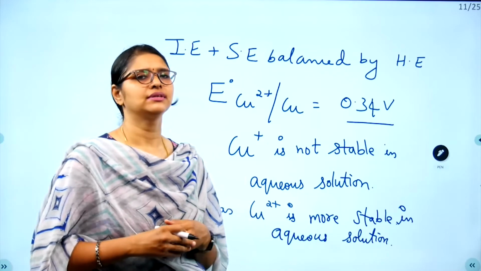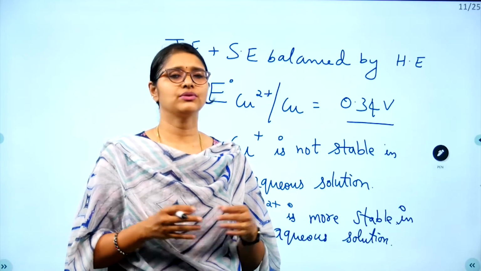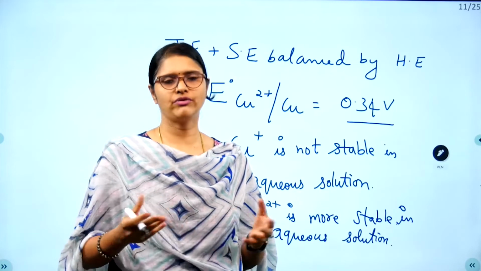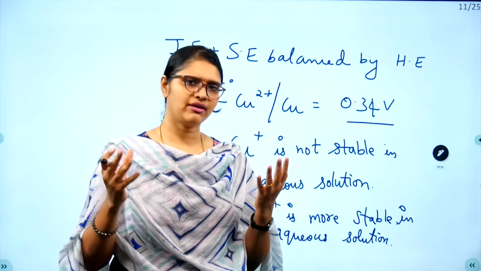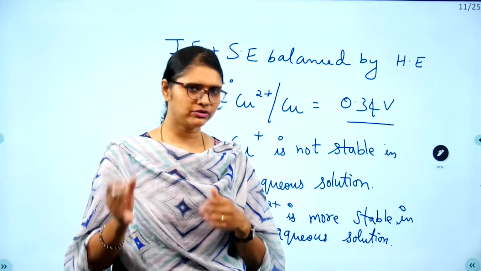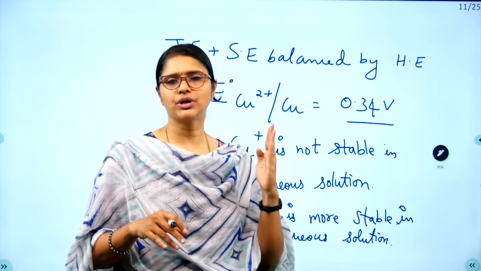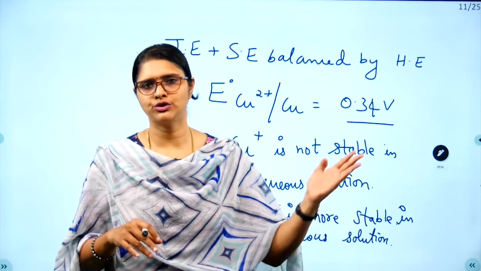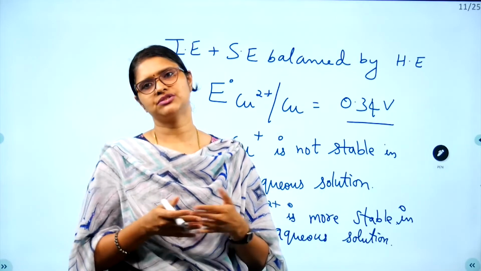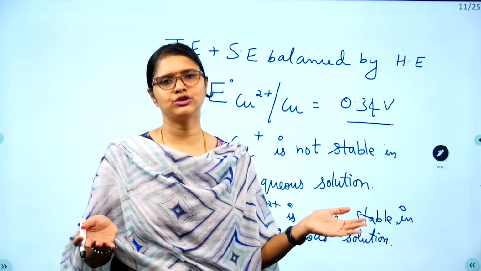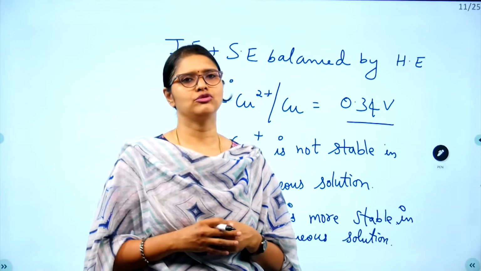What is the reason behind that? Again the same reasons. Cu2 plus has more hydration enthalpy, so it is more stable when dissolved in water. Whereas Cu plus has less hydration enthalpy when compared to Cu2 plus. So Cu2 plus is more stable in the aqueous solution because it has high hydration enthalpy compared to Cu plus. Also, ionization energy and sublimation energy are not balanced by the hydration enthalpy in the case of Cu plus. That is why Cu2 plus is more stable in the aqueous solution.